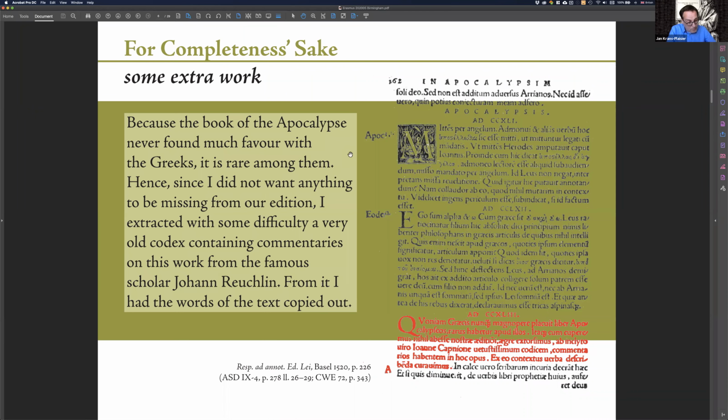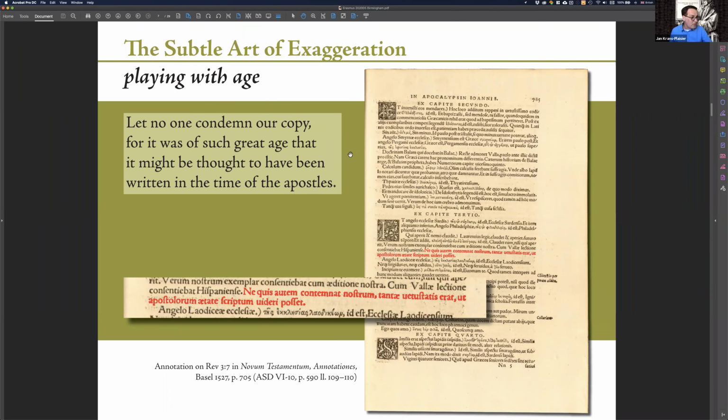Against both Lee and Stunica, Erasmus, as we see, calls the manuscript very old. Well, such remarks must be seen as almost standard propaganda, and it is typical that they occur in apologies. And I have another example for you. In the 1527 edition, he says, "Let no one condemn our copy," so the manuscript that we use, "for it was of such great age that it might be thought to have been written in the time of the apostles."